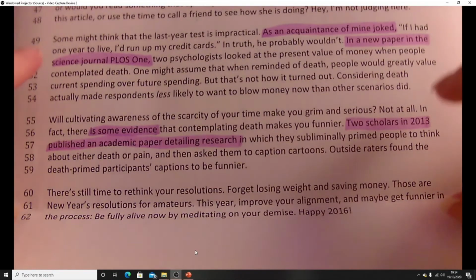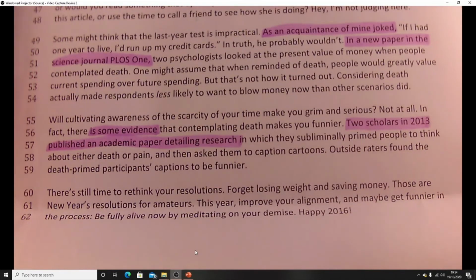So some might think that last year's test is impractical. As an acquaintance of mine joked, if I had 1 year to live, I'd run up my credit cards. In truth, he probably wouldn't. In a new paper in the science journal PLOS 1, 2 psychologists looked at the present value of money when people contemplated death. One might assume that when reminded of death, people would greatly value current spending over future spending, but that's not how it turned out. Considering death actually made respondents less likely to want to blow money now than other scenarios did. So his attitude there is that it's unexpected.